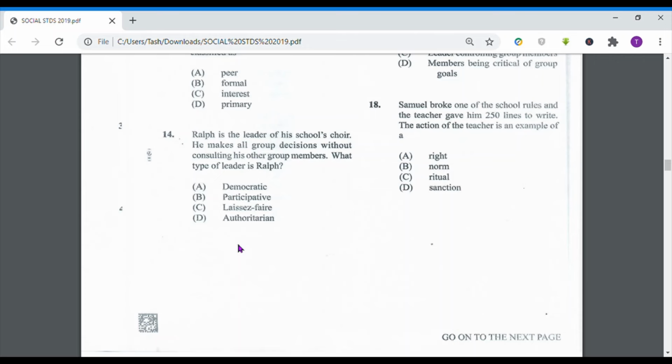Number 14, Ralph is the leader of his school's choir. He makes all group decisions without consulting his other group members. What type of leader is Ralph? Ralph is an authoritarian leader where he makes all the decisions on his own.